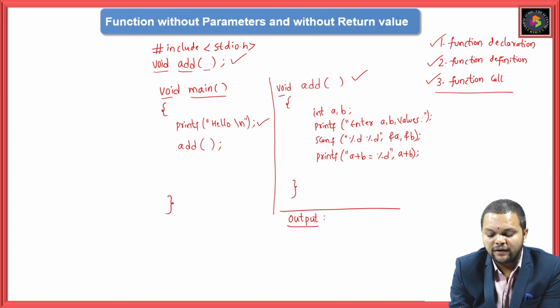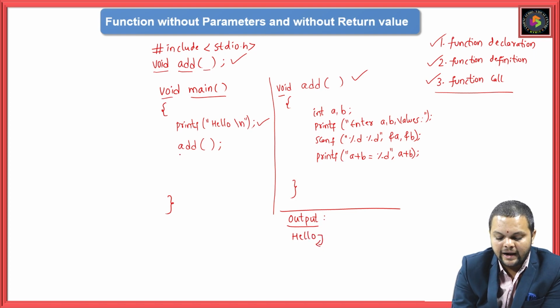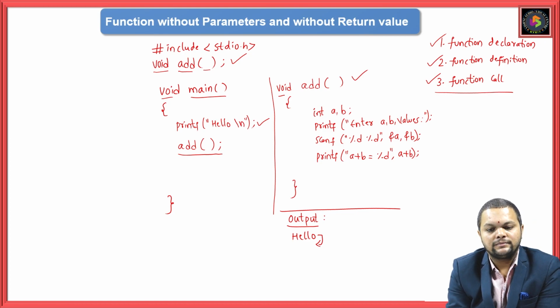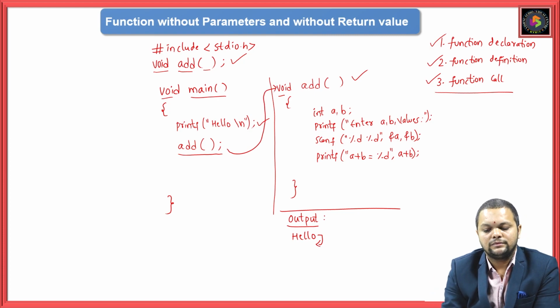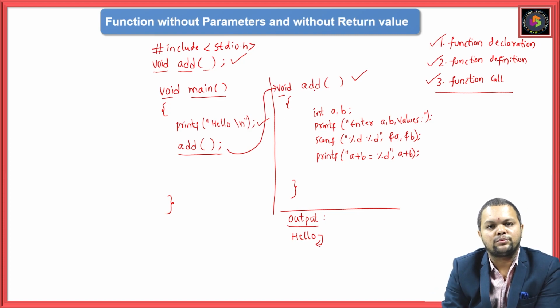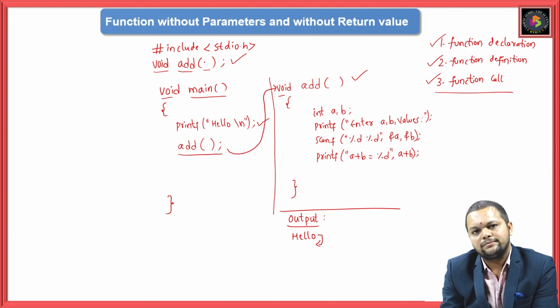Output will be printf hello. First it will print hello and it will go to next line. After this, on seeing add as a function, control will jump from this point to this point. Now it will go to this point and it will check this with your declaration part.